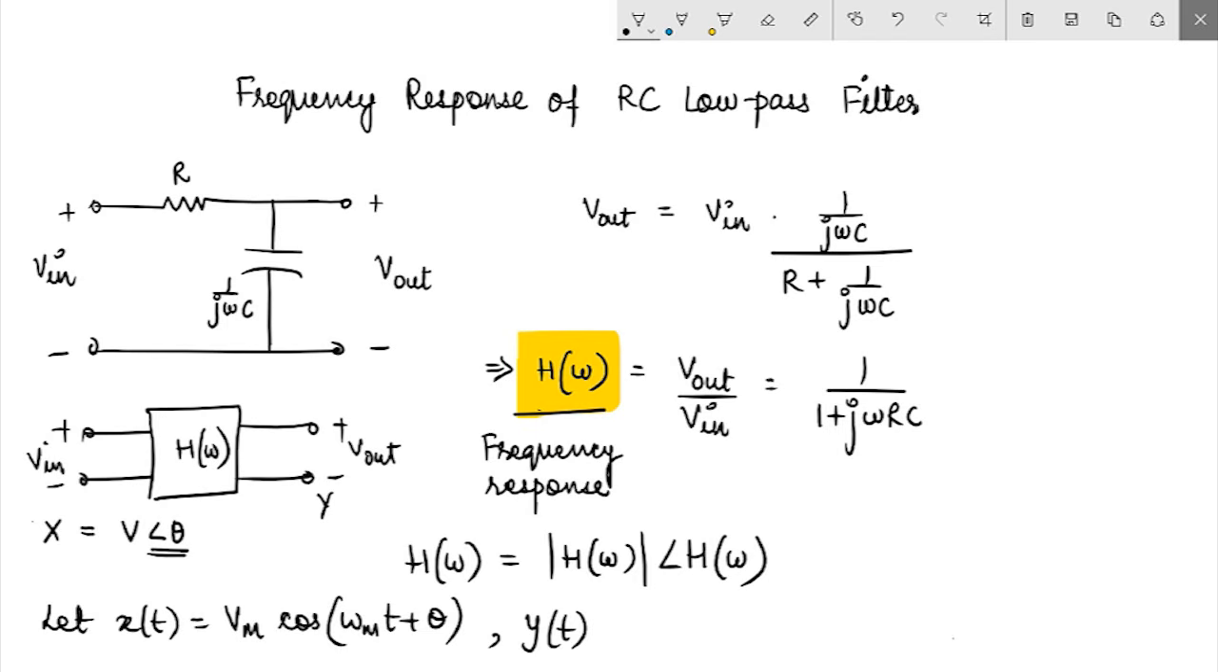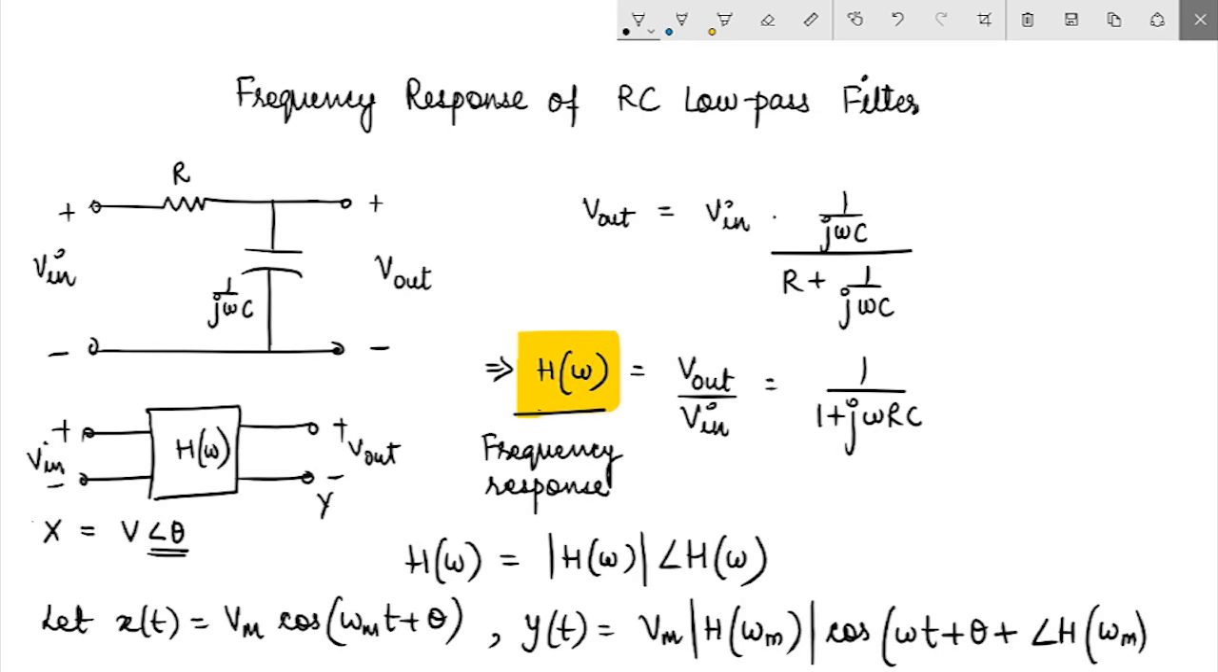So if I write it again in terms of a sinusoid signal, this would be something like Vm is changed by H of omega, but at omega m. So magnitude of the frequency response of this filter at omega m, and the angle is now changed by angle of H of omega when omega is equal to omega m.